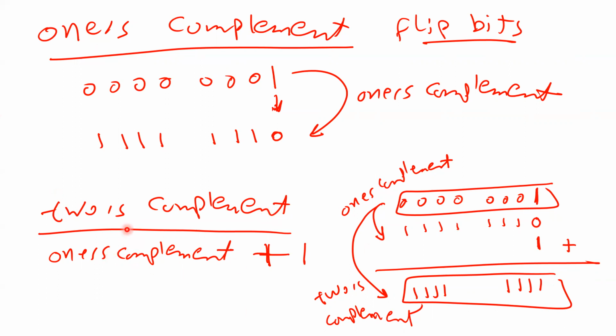If you want to calculate the 2's complement of any number, first you have to calculate the 1's complement, and then you have to add 1. Very easy. So the 2's complement is the 1's complement plus 1. That's it. Very easy, right?